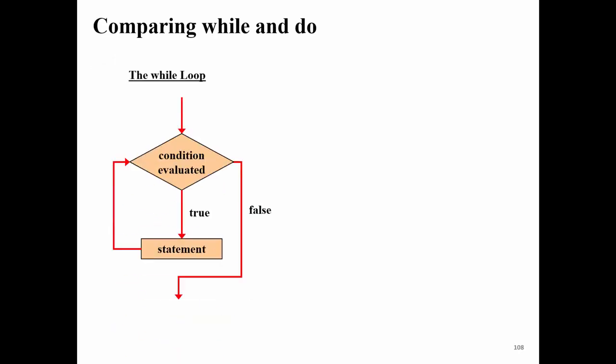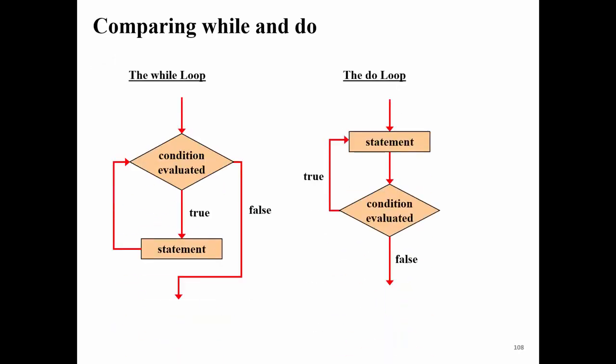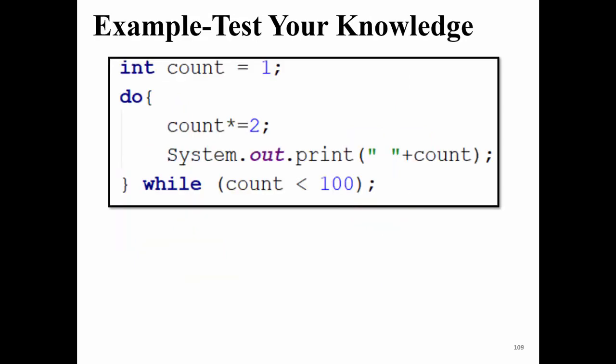Comparing while and do while loops, you can see the difference. The condition is at the beginning in the while loop. If the condition is true, we execute the statement and continue. But in the do while, it is the opposite. We execute this statement, and if the condition is true, we go back. Otherwise, we're not going to go back to that statement at all.